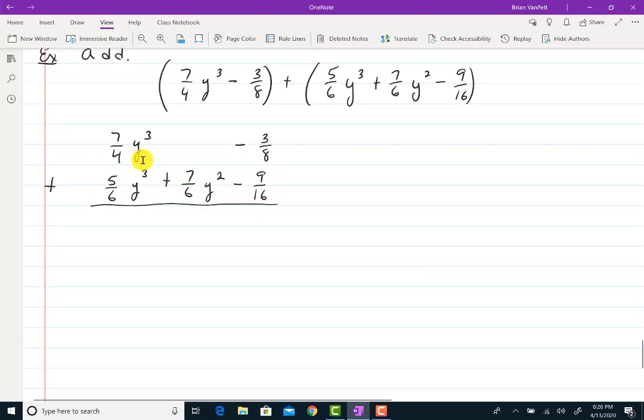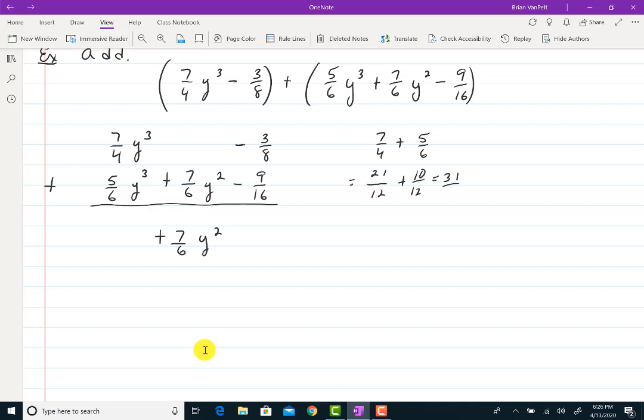Now, when I add these, I'm going to get something here. In the middle, though, all I have to do is drop that piece down. So I'm going to drop down the 7/6 y squared. And the rest of these, I've got to get common denominators to do. So if I want to do 7/4 plus 5/6, I have to write it as a fraction over 12. So I get 21/12 plus 10/12, which equals 31/12.